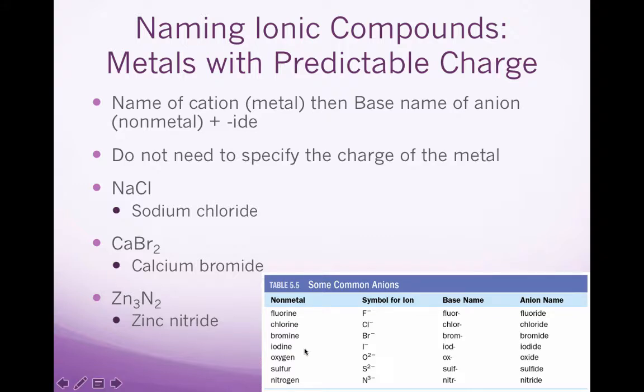You can see here's some common anions. And again, you just get rid of the suffix in their name, and then you replace it with "ide." So you have fluoride, chloride, bromide, iodide, oxide, sulfide, nitride, so on and so forth. And then when you're going back from the name to the formula, which you'll need to be able to do too, remember we can figure out the formula from the name because we know the charges of the metals and the charges of the anions.